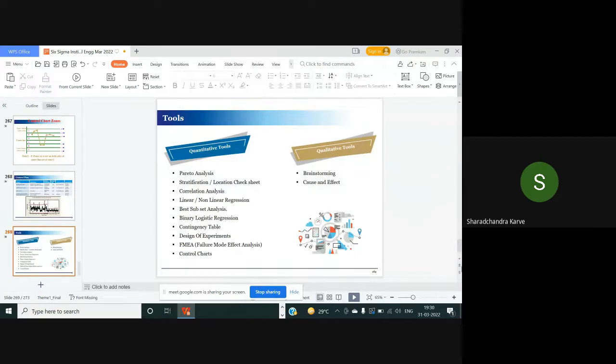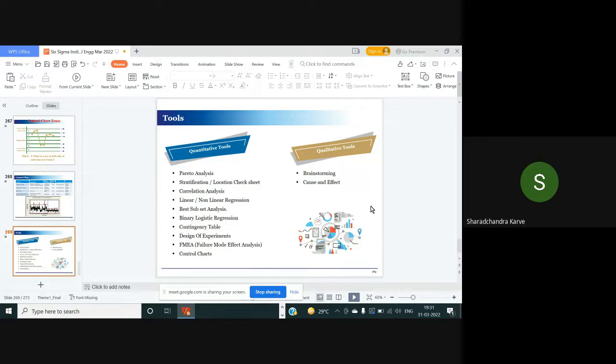So we looked at various tools during this process: Pareto analysis, stratification, correlation, then linear, non-linear. Actually, this we have not covered, but these are the various tools which are being used. I have summarized them as tools. These are the quantitative tools and these are the qualitative tools: brainstorming, cause and effect.